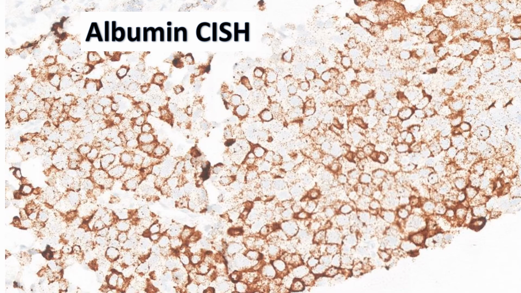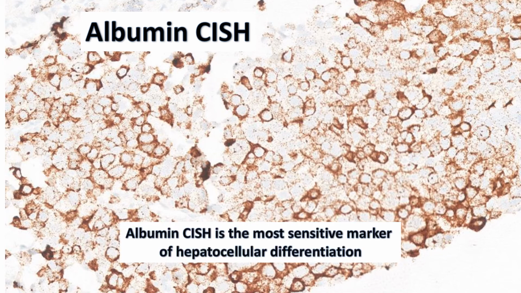And that is when I bring out my big guns. And my big gun here is CISH for albumin. This tumor was diffusely and strongly positive for albumin. And like I said before, this is the best stain you have for hepatocellular carcinomas. Arginase is pretty good, pretty damn good. But if you want that edge, you want to look a little better than your fellow pathologist, use albumin.